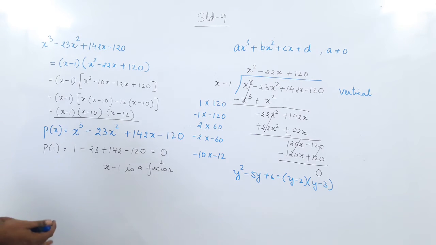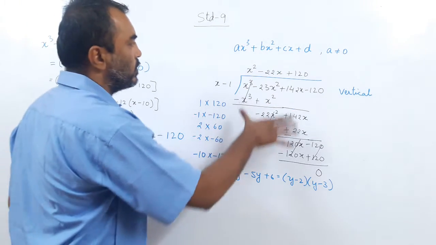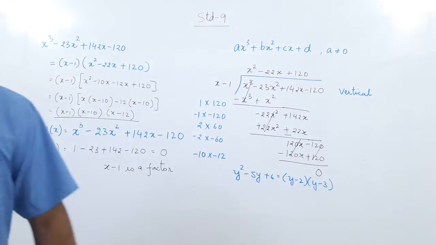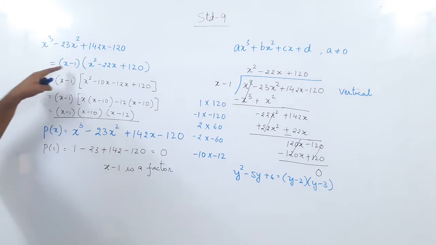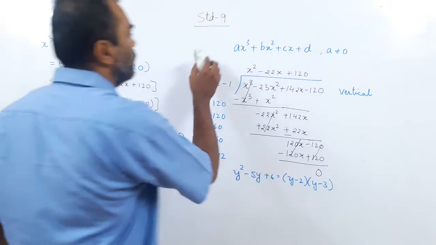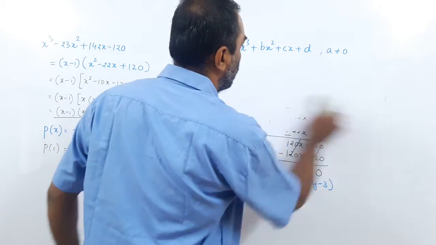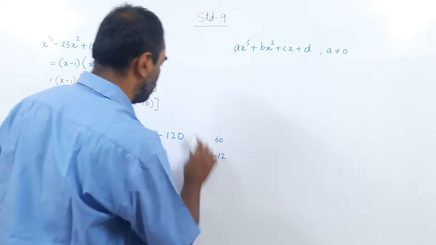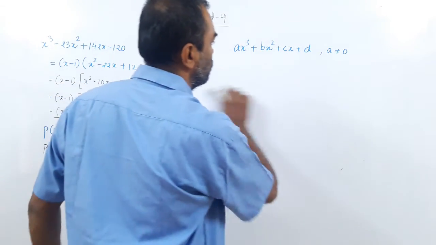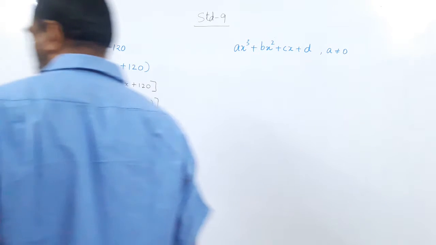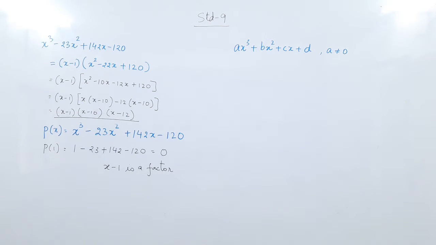Now like I told you, this is the vertical method. Now I will try to show you the horizontal method also. The same thing you can get by a horizontal method. So now you see what is a horizontal method. The horizontal method can be worked out like this.